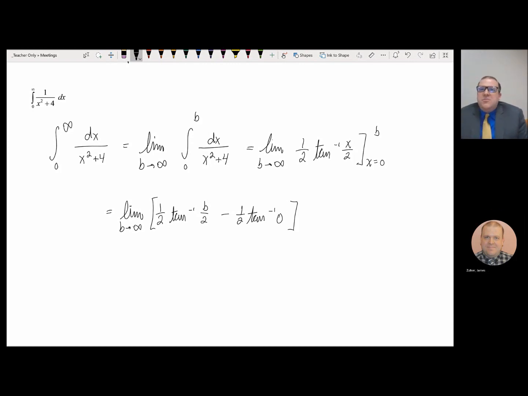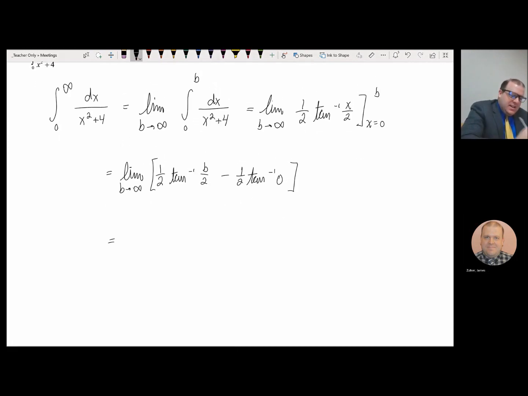For today's quiz and test, you're not going to be able to do that unless I specifically tell you in the problem to do it. I haven't gotten to that yet. So it'd be half inverse tangent of b over 2 minus half inverse tangent of 0, right? Just evaluate it from 0 to b.